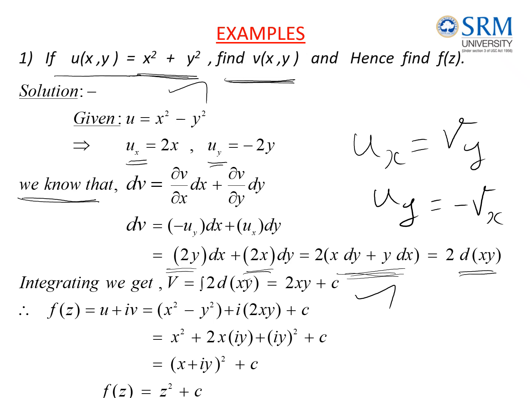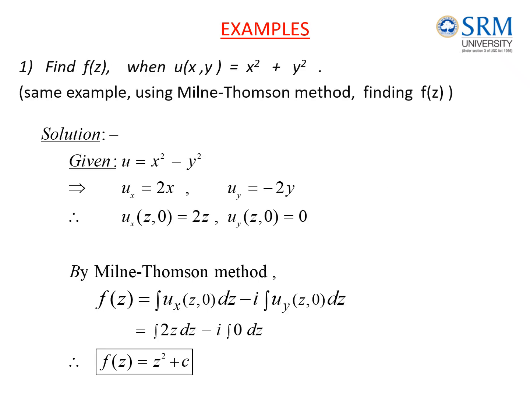x plus iy can be written as z. So I'm getting z square plus the integration constant c. So the function f of z equals z square. So this is how we can find the analytic function by finding v if u is given. Then with the same example, by applying the Milne Thomson method, we can find f of z directly. So we'll check whether we are getting the same answer.